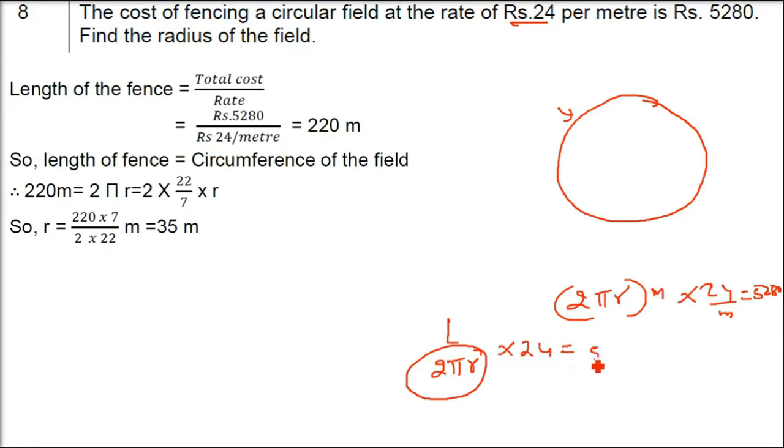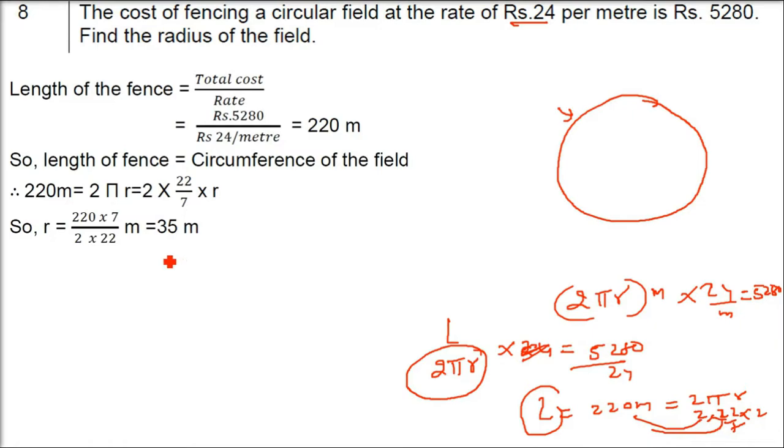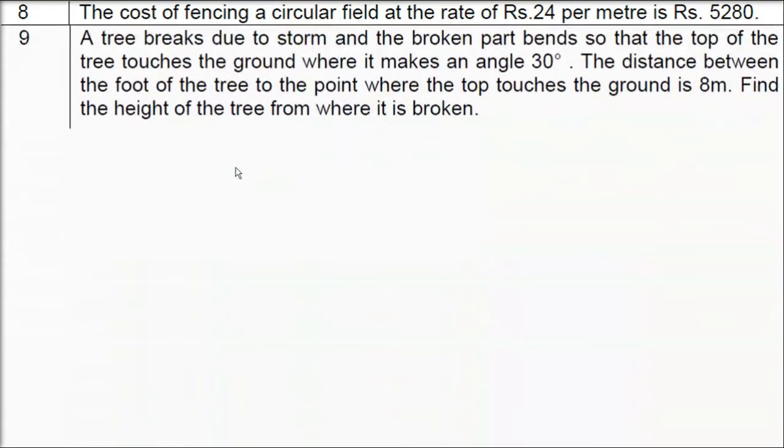So from this 5280, now you can get r. So divide by 24. Also you have to divide it by 22 by 7 and 2. So this length will come as 220 meter. So what is this 2? This is 2 pi r. This 5280 by 24 is 220. So you have to find out the r, dividing it by all the terms, because other terms are given, only r is to be found out. 35 meter is going to be the answer here. 35 meter. But you have to write these steps, right?